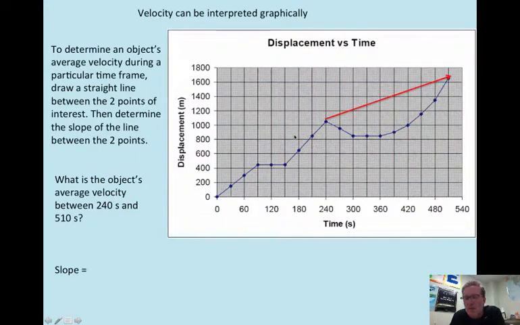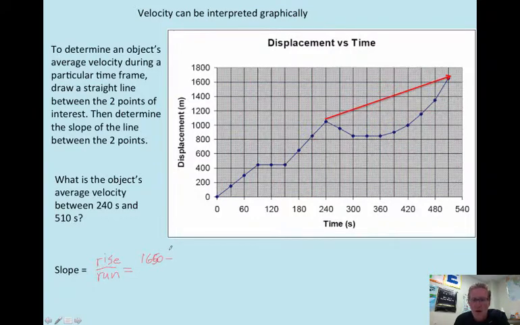So I've drawn a straight line in red between those 2 points, and now I just have to find the slope. Now remember, slope is going to be rise over run. Rise would be the change in the vertical axis, and the run is going to be the change in the horizontal axis. Our second point, the highest point on the vertical axis, is going to be 1650.